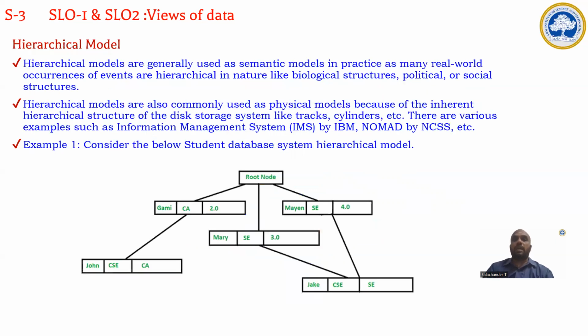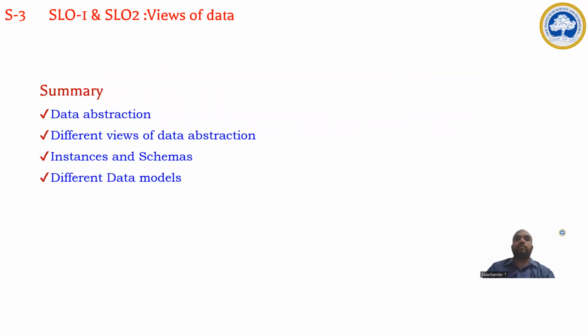Hierarchical models are generally used as semantic models in practice, as they reflect many real-world occurrences of events. Hierarchical models are also commonly called physical models. For example, consider the student database hierarchical model. Here we have the course, enrollment, and students. One course can be assigned to one student, and a student can enroll for more than one course.